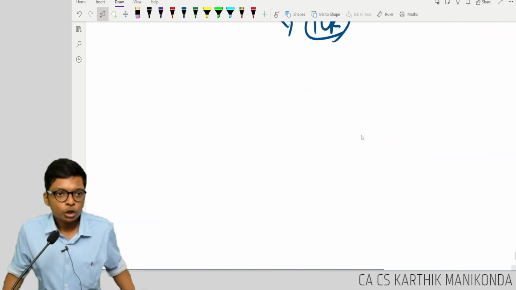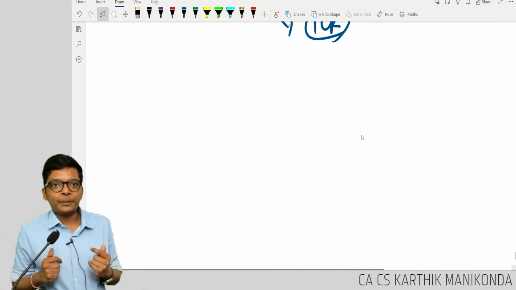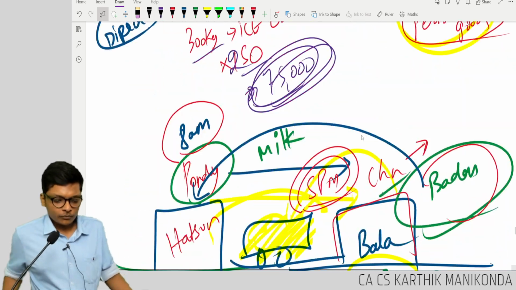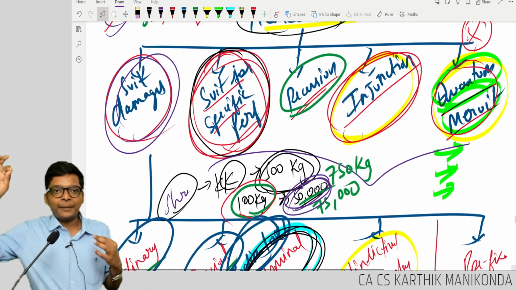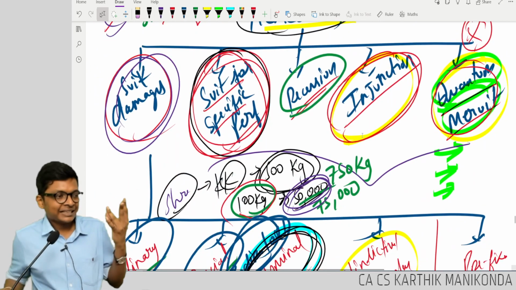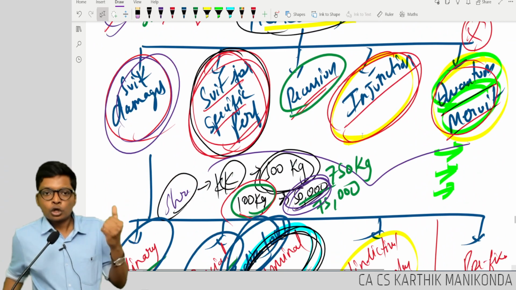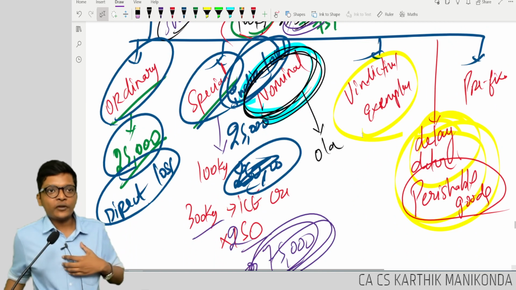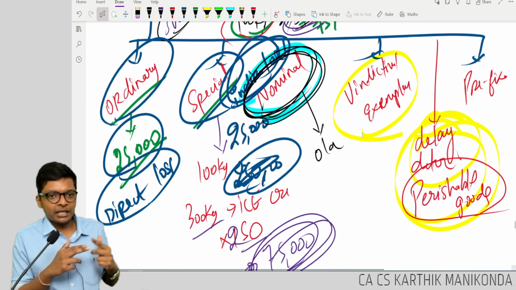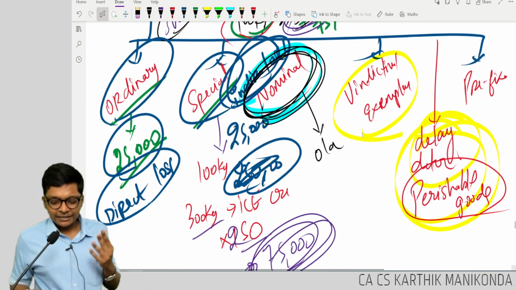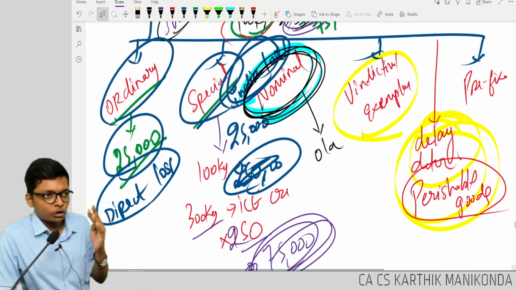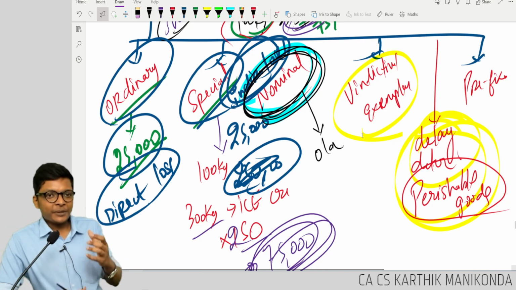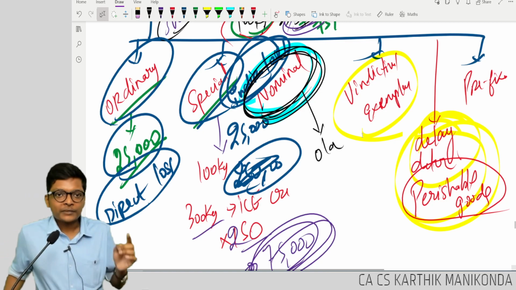We are done with unit 5. So what are the remedies, guys? Suit for damages, suit for specific performance, rescission, injunction, quantum meruit. Go through the points under quantum meruit. Then under suit for damages: ordinary, special, nominal, exemplary or vindictive, damages for deterioration due to delay, and prefixed damages. Under prefixed, you have liquidated and penalty.